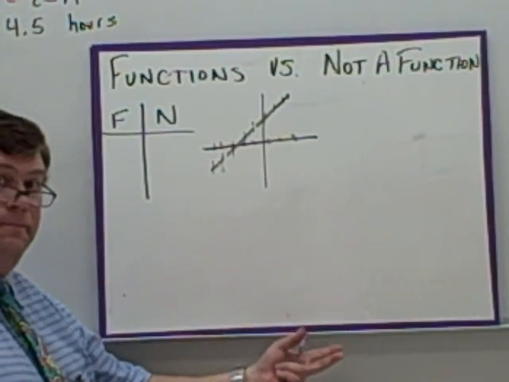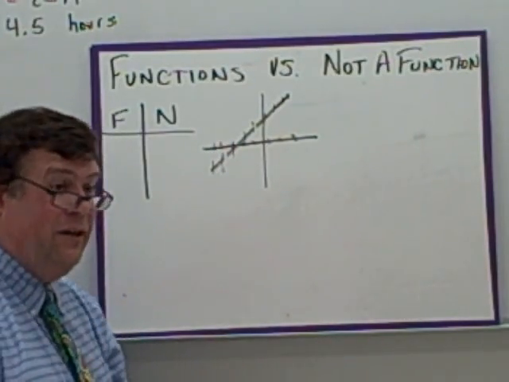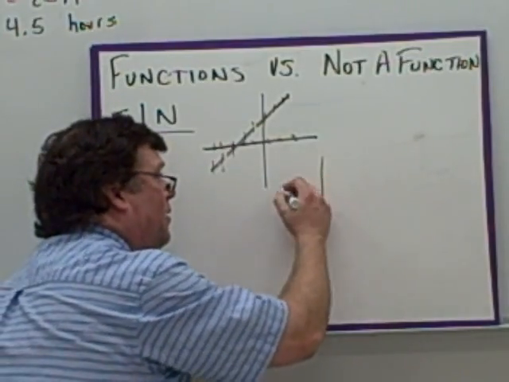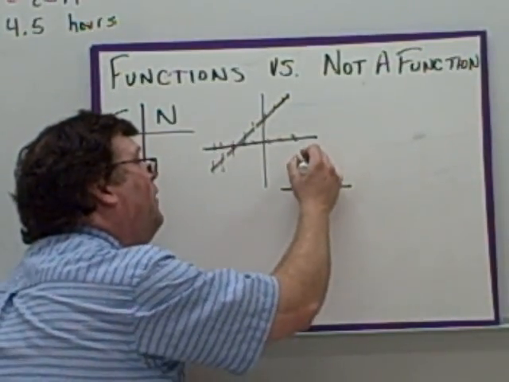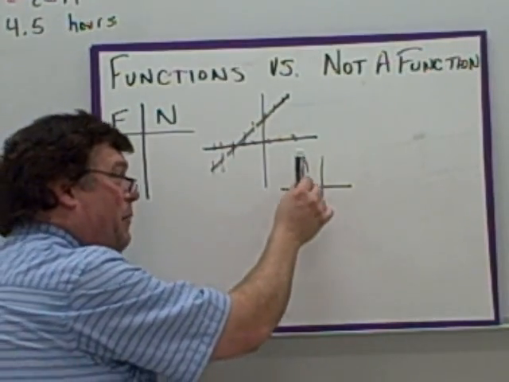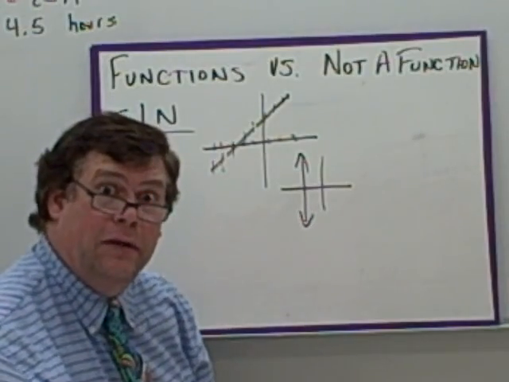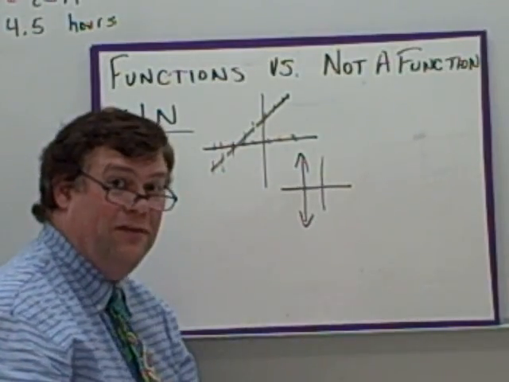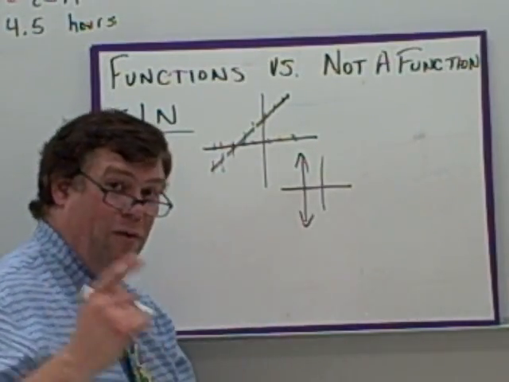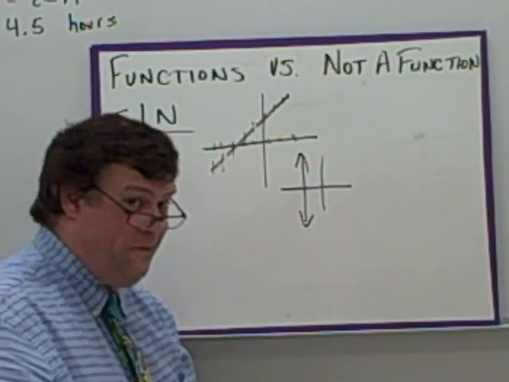It's a function. In fact, every linear function is a function, except when you have one that goes straight up and down like that. Because when it goes straight up and down like that, when I put my pencil there, I hit every point on that line. Which means every one of those is the same output for the one input. Not good. Not a function.